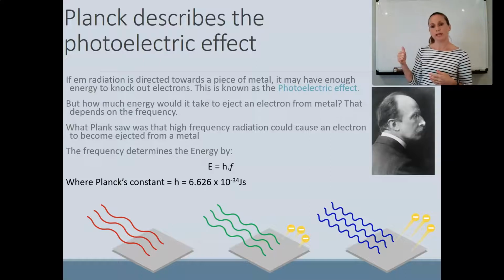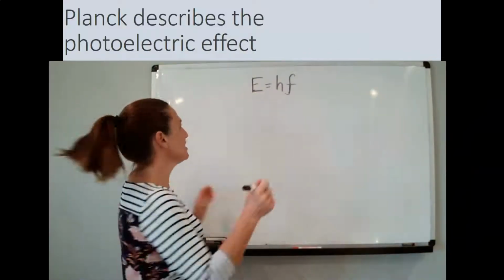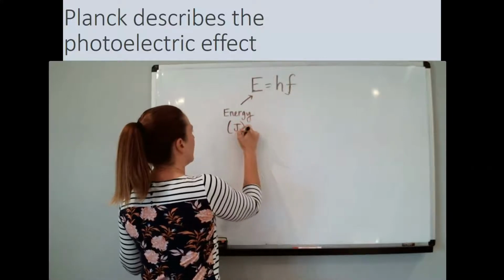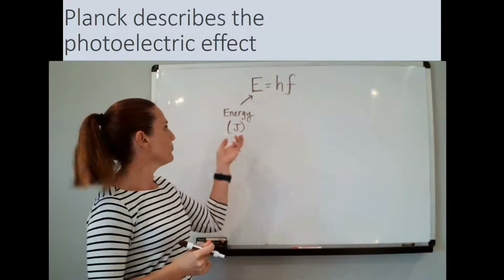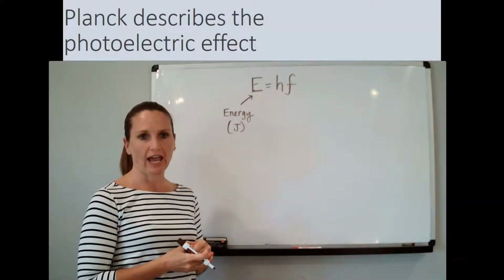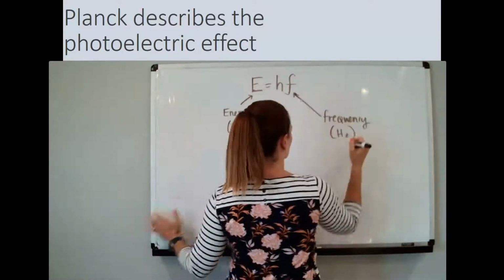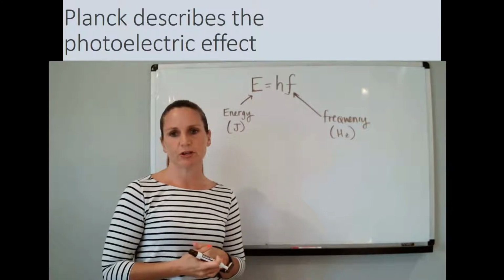So first, let's put Planck's constant and the equation with its labels on the board. This is Planck's energy equation, where E is energy. Energy is measured in a unit called joules, represented by a capital J. F is frequency, and just like in the wavelength equation, frequency is measured in hertz.